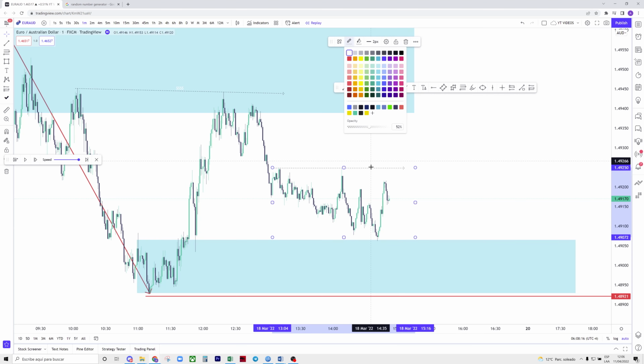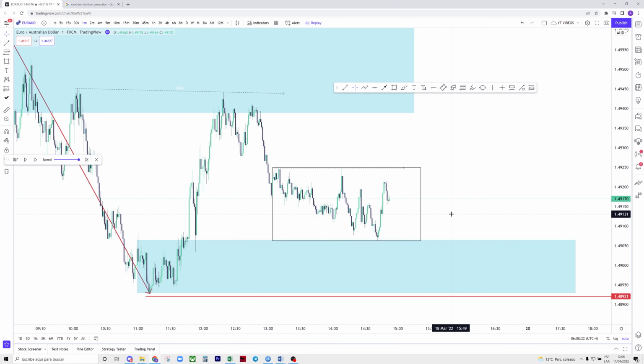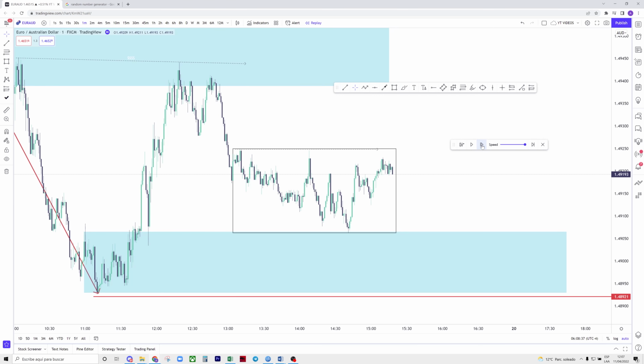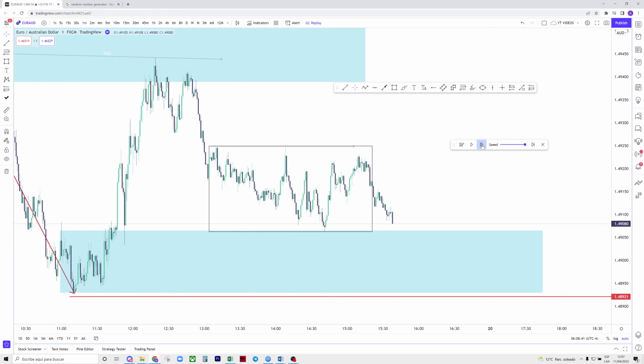All my colors are set to my dark theme, that's why I had to change the color for every saved preset I have. Okay, so let's see what happens. We need to see a break above this high, otherwise price will keep on moving lower. Okay, it seems like it's trying, but no, not yet.